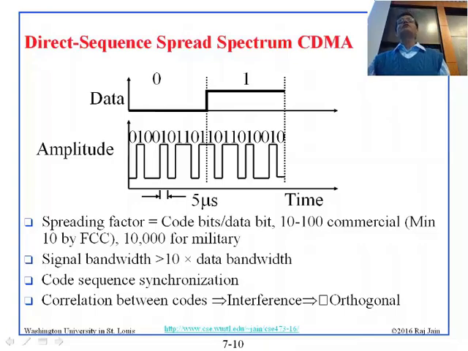But before we come to that solution, there is one more thing that we need to do, and that is we need to do something with the spectrum itself, with the frequency band that we have. There are many ways to share the spectrum, and one we already talked about is time division multiple access. Another one we talked about is frequency division multiple access. But there is a third one called code division multiple access, CDMA.